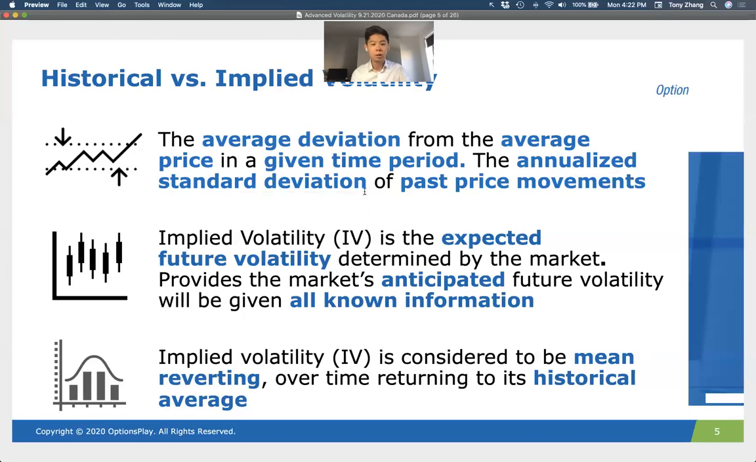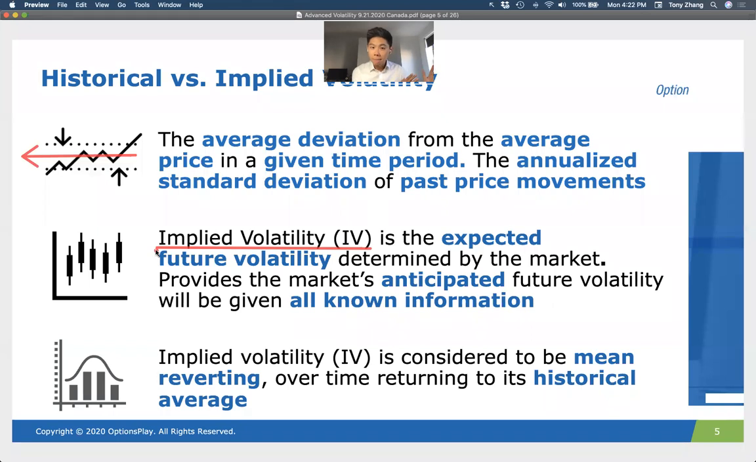Now, the second volatility that we talk about is implied volatility. This is the one that we're going to spend most of our time on today. We talked about how historical volatility is what has happened in the past. Implied volatility is what the option market is telling us is likely going to happen in the future, or the expected volatility in the future.